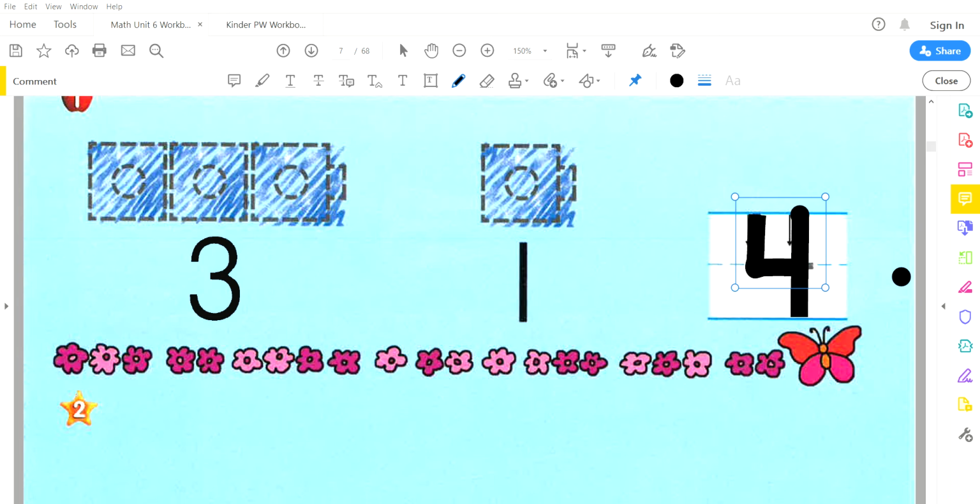So good job counting that first one. Instead of counting on, we could also count them all together by starting with the first block and moving on, counting by 1. 1, 2, 3, and 4. Great work. Go ahead and look down to number 2.